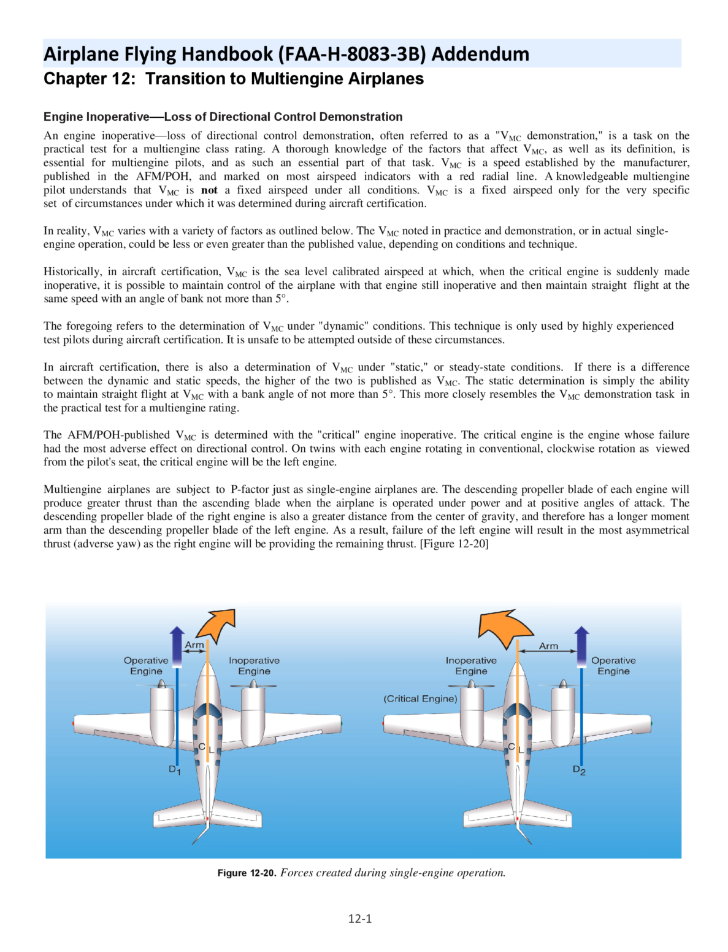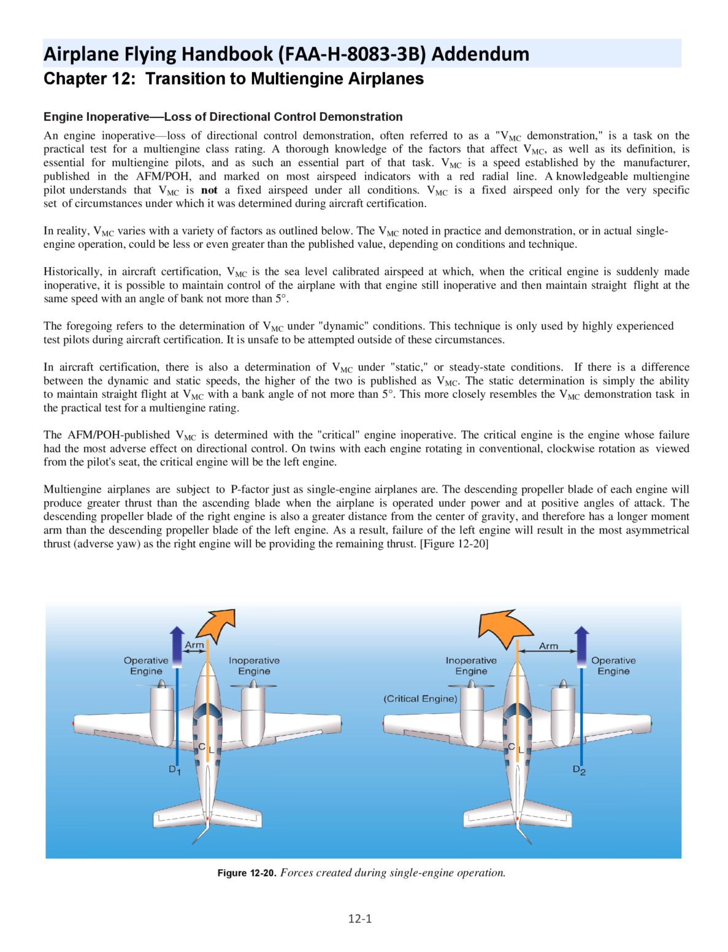VMC is a speed established by the manufacturer, published in the AFM/POH, and marked on most airspeed indicators with a red radial line. A knowledgeable multi-engine pilot understands that VMC is not a fixed airspeed under all conditions. VMC is a fixed airspeed only for the very specific set of circumstances under which it was determined during aircraft certification. In reality, VMC varies with a variety of factors as outlined below. The VMC noted in practice and demonstration, or in actual single-engine operation, could be less or even greater than the published value, depending on conditions and technique.